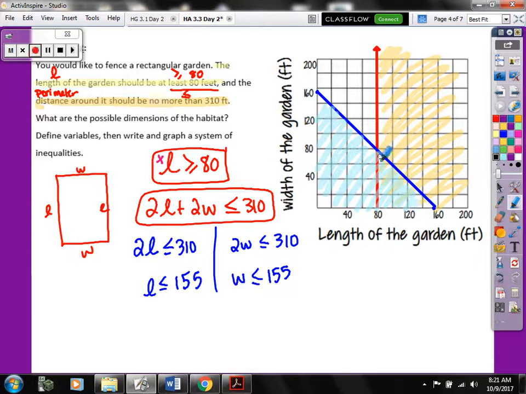So our final overlapping piece is this triangle shape. Looks like a right triangle. So the possible dimensions are any that fall in this region. So the length could be 100 and the width could be 20, or the width could be 40. Any ordered pair that falls in between there. This solution set represents all of the possible dimensions that could exist.